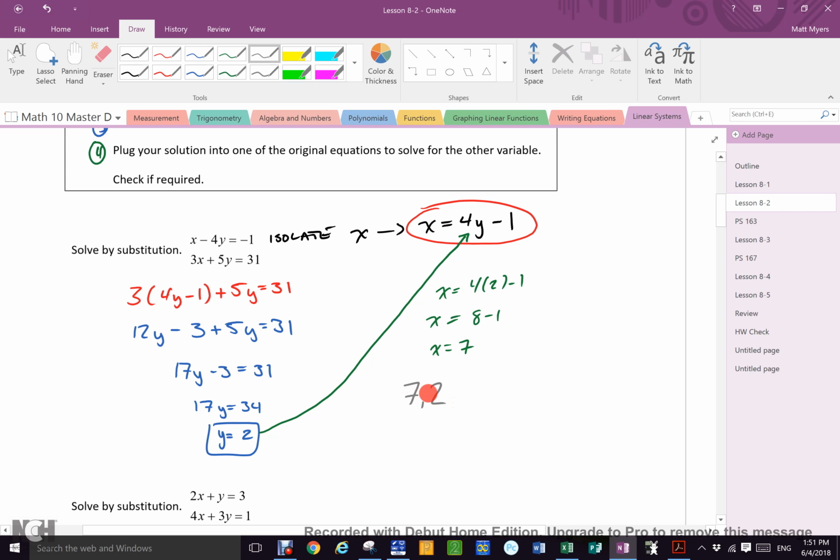So, the last thing is to check. X is 7, so what could I write there? 7. Y is 2, so what could I write there? What's negative 4 times 2? Negative 8. Is 7 minus 8 negative 1? So we're right. What's 3 times 7? 21. What's 5 times 2? 10. What's 21 plus 10? Are we right? Yes. That's the solution.